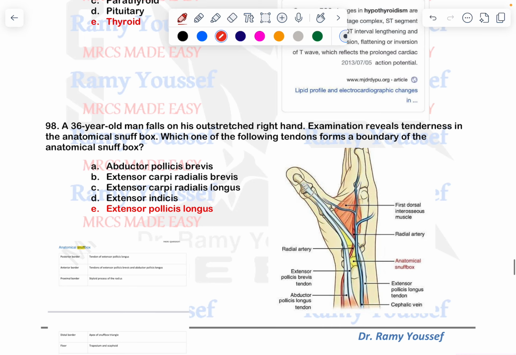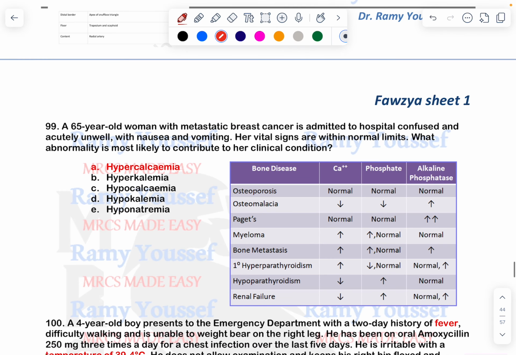A 65-year-old woman with metastatic breast cancer is admitted to the hospital, confused, unwell, with nausea, vomiting, abnormal vital signs, and anemia. What is the abnormality? Hypercalcemia. Malignancy is there. That's why there is hypercalcemia.